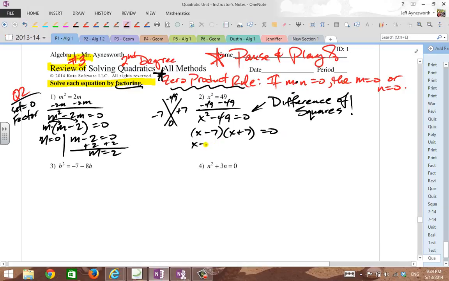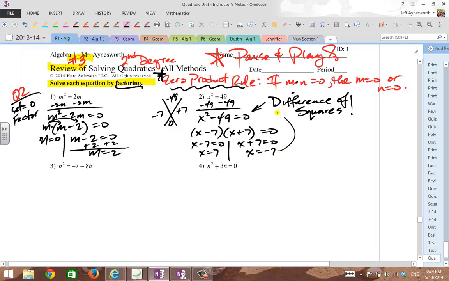And so x minus 7 has to be 0, or x plus 7 has to be 0 for a zero product. One of these babies has to be 0, guys. And since 7 minus 7 equals 0, x can be 7 here. And since negative 7 plus 7 equals 0, well, x has to be negative 7 here. All right, not too hard here.